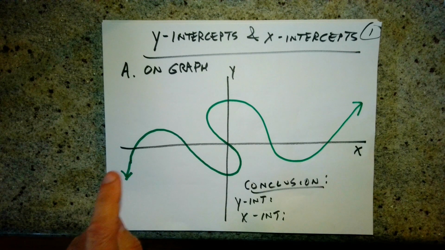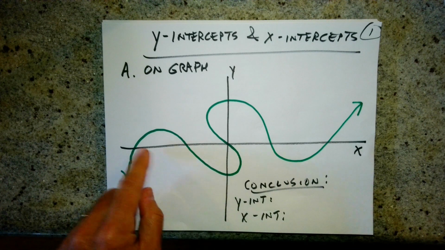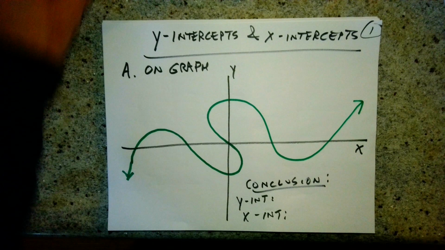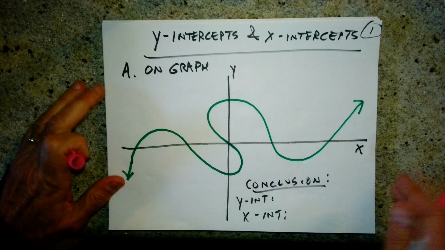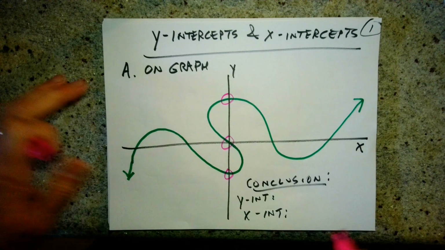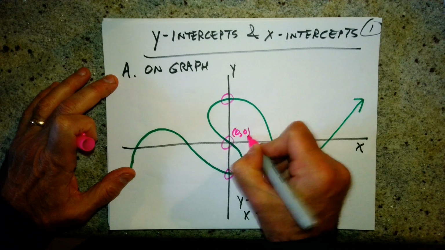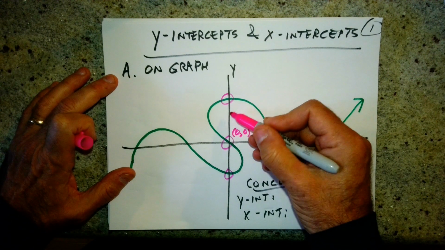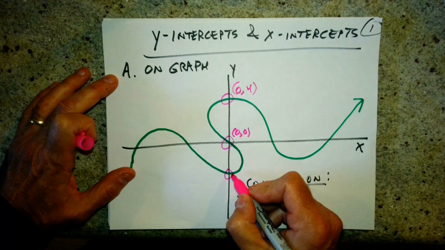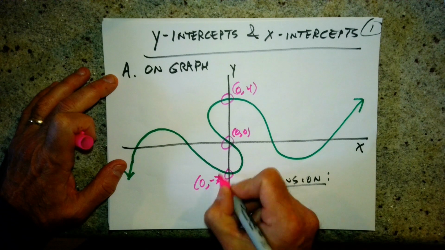And a y-intercept is anywhere where this green graph intersects the y-axis, and an x-intercept is anywhere where the green graph intersects the x-axis. So let's start with the y-intercepts. How many are there? There are 3, here, here, and here. Let's just say that this one looks like it's going through the origin, so those coordinates are 0, 0. This one here, we'll say that's about 4, so that's 0, 4 as its coordinate. And this one here is maybe -3, so that's 0, -3.